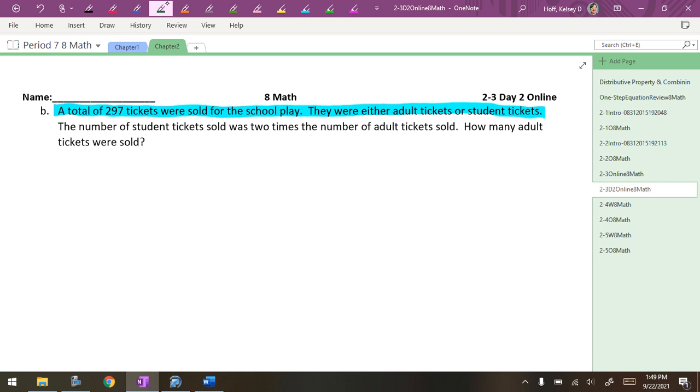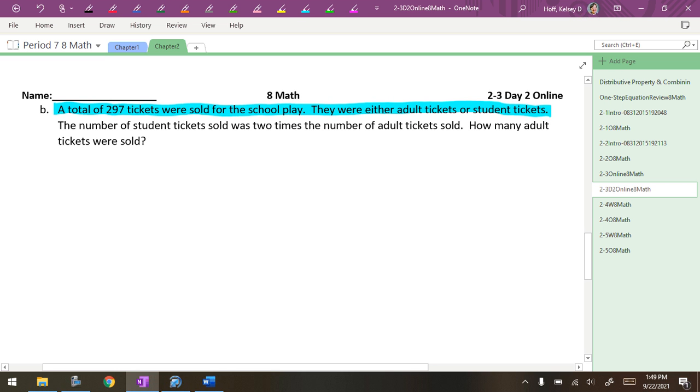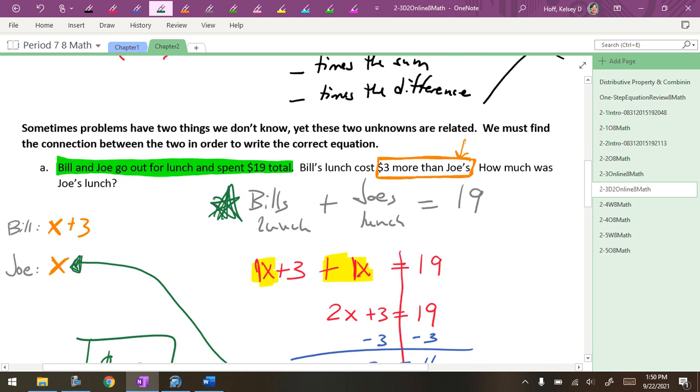Somebody who has not answered for me, help me write my equation like in the word part. Like on the last one where we said Bill's lunch plus Joe's lunch equals 19. Or the other day when we said books plus magazine equals $55.99. Based off of a total of 297 tickets were sold to the school play, and they were either adult tickets or student tickets, how could I write a quick little equation to represent this? With words more than numbers. I want that little annoying equation that you guys hate that we have to write.